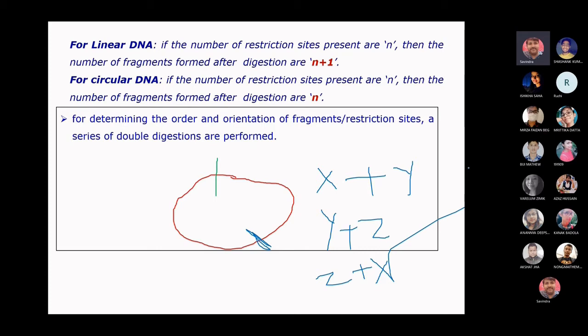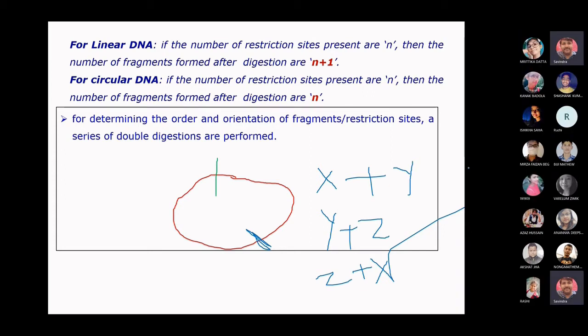So will there be any difference in any of the digestions? Can anyone tell? It's not a question only for Kanak, it's for everyone. Then Z and X. What will happen with Z and X? So two fragments will be there. Two fragments will be there.